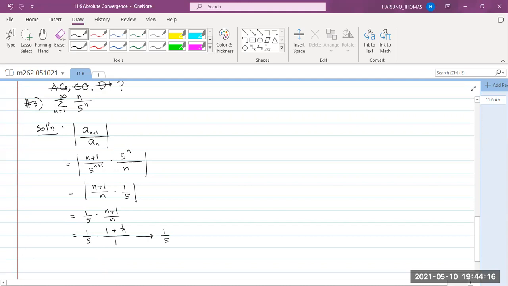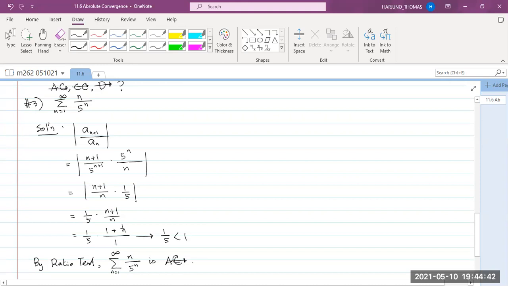So by the ratio test, which is less than 1, this series, and be explicit again, please be explicit, the sum from n equals 1 to infinity is absolutely convergent.